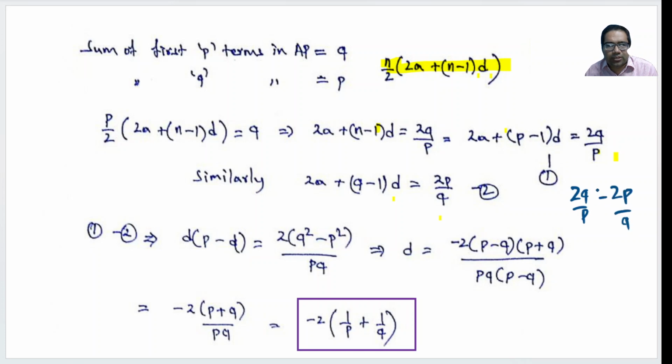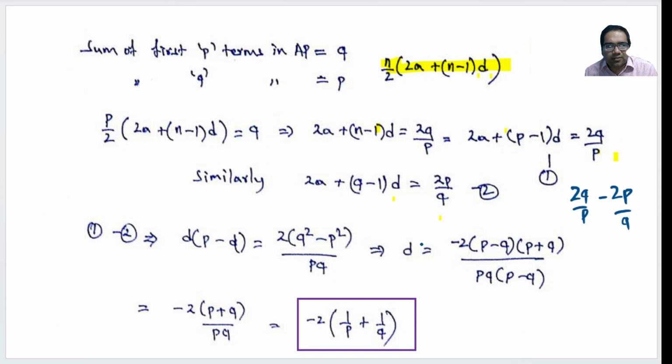Right, which is equal to 2 into q square minus 2 into p square by pq, which is 2 into q square minus p square by pq. Here, what does that mean? d into p minus q is equal to 2 into q square minus p square by pq. Taking the minus outside, it becomes minus 2 into p square minus q square, which is minus 2 into p minus q into p plus q, by pq. This is what our d is.